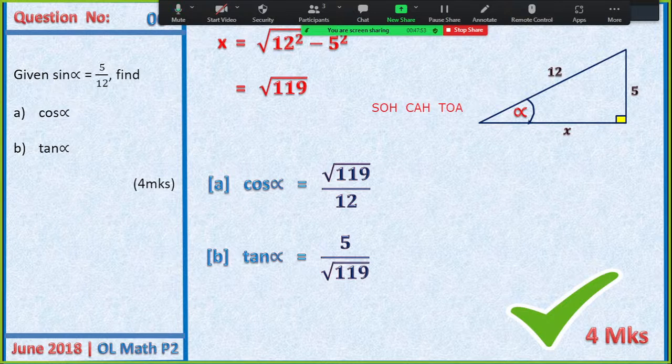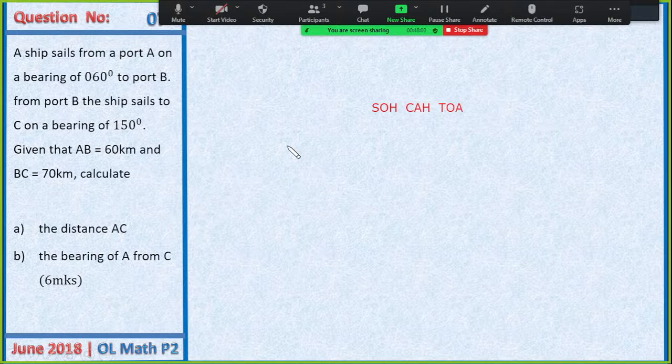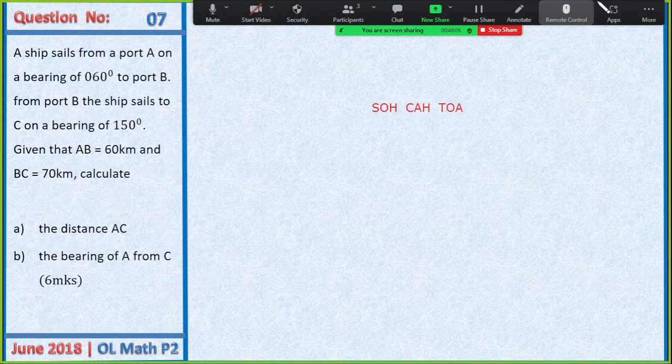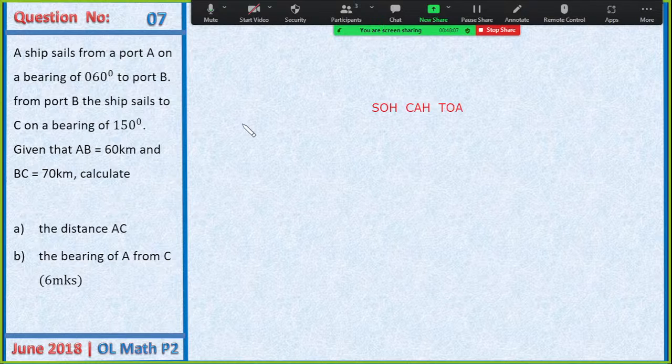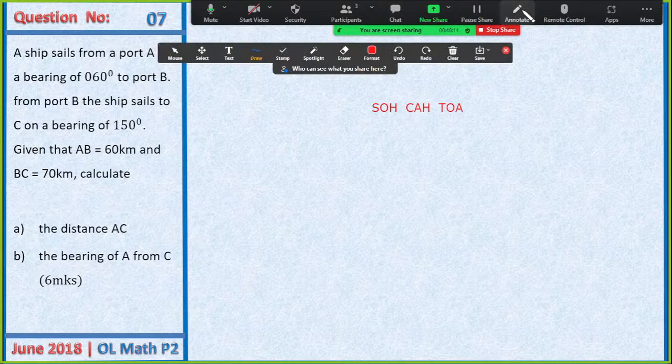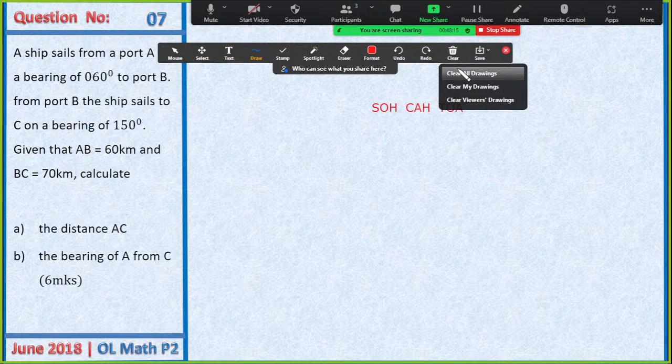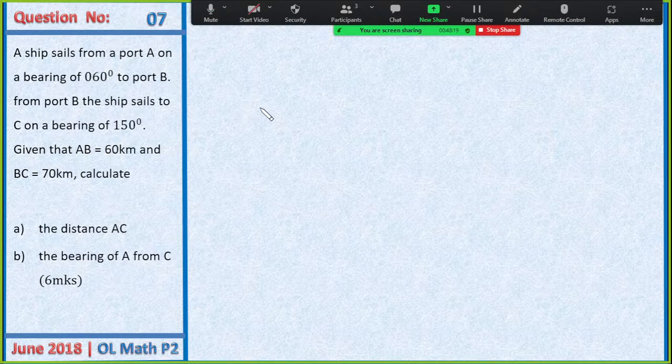Alright, I think we can move to the next question. Question 7. A ship sails from a port A on a bearing of 60 to port B. From port B, the ship sails to C on a bearing of 150. Given that AB is 60 kilometers and BC is 70 kilometers, calculate the distance AC and the bearing of A from C.